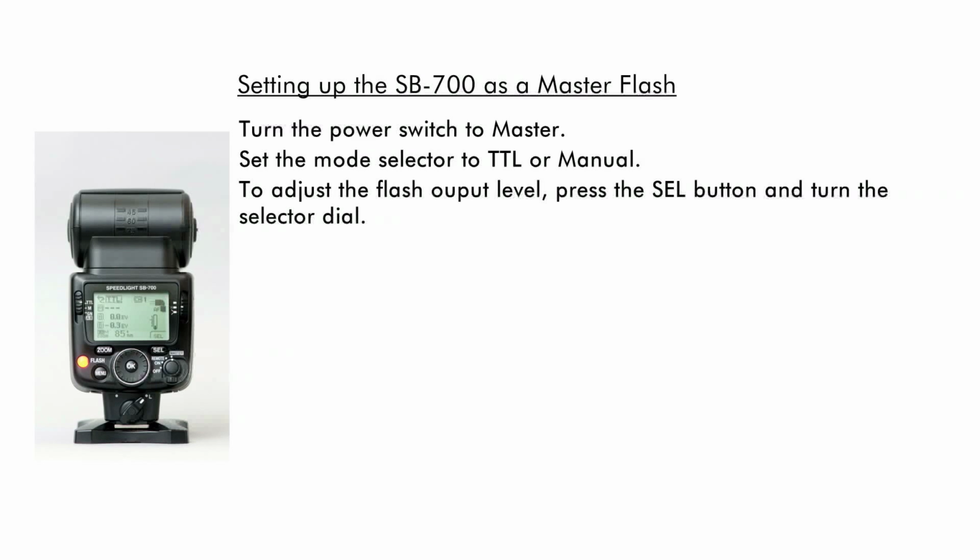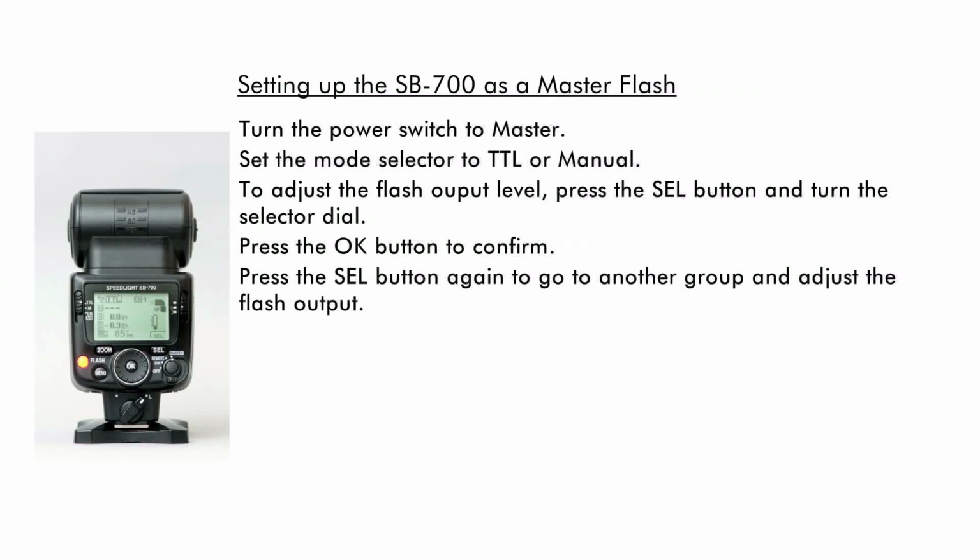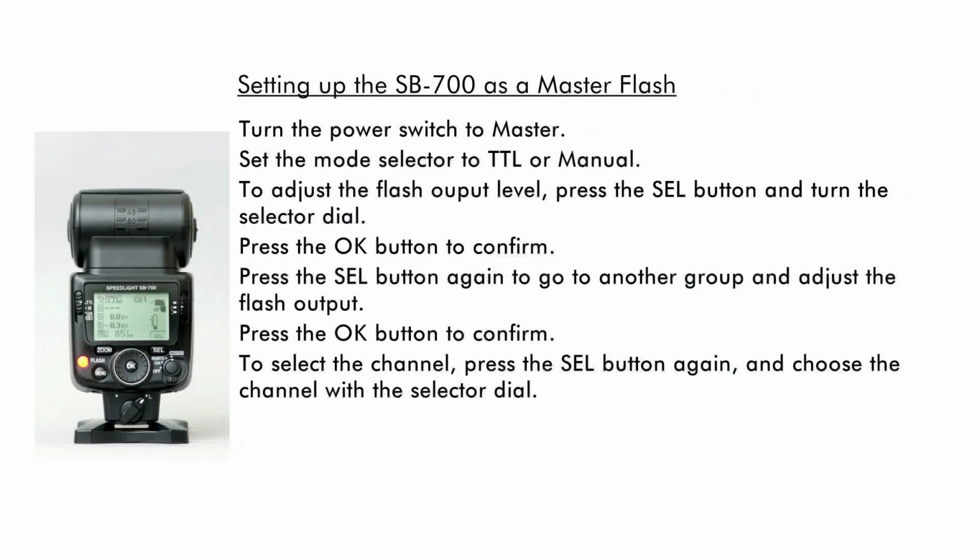To adjust the flash output level, press the SEL button and turn the selector dial. Press the OK button to confirm the setting. Press the SEL button again to go to another group and adjust the flash output. Press the OK button to confirm the setting. To select the channel, press the SEL one more time. Choose the channel with the selector dial and then choose OK to confirm the setting.